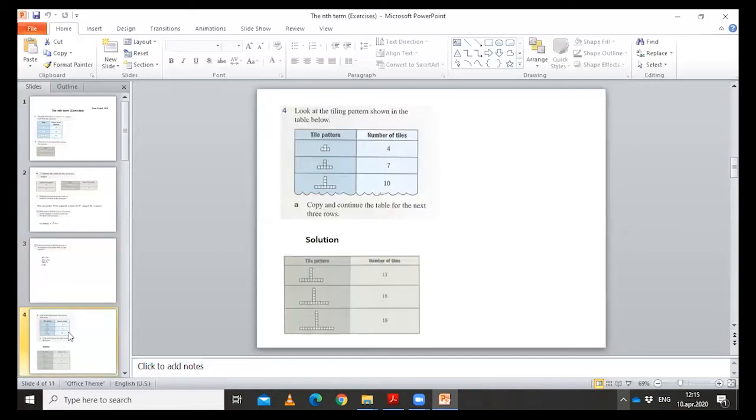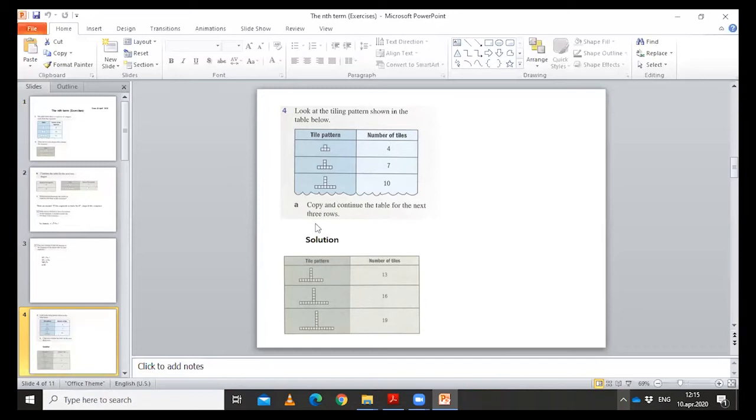Now open your math books on page 219, I guess, or 220, I'm not sure. Follow me solving exercise 4. Look at the tiling pattern shown in the table below. The first pattern you see consists of 1, 2, 3, 4 tiles. The second of 7 tiles. The third of 10 tiles. You see that the common difference among them is 3. 4 plus 3, 7 plus 3.